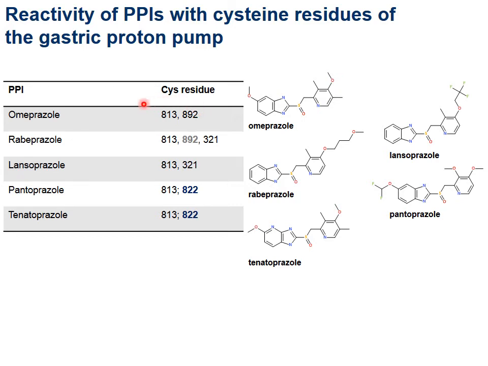And so, for instance, in the case of omeprazole, it also reacts with a second cysteine residue at position 892, whereas, for instance, pantoprazole interacts with a cysteine side chain at a different position, position 822. So what does it mean, and does it explain that perhaps proton pump inhibitors might interact in different ways with their biological target and may have different effects?